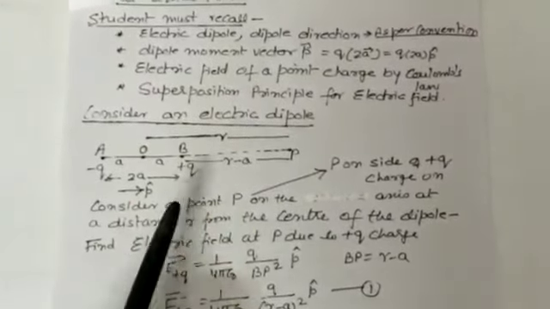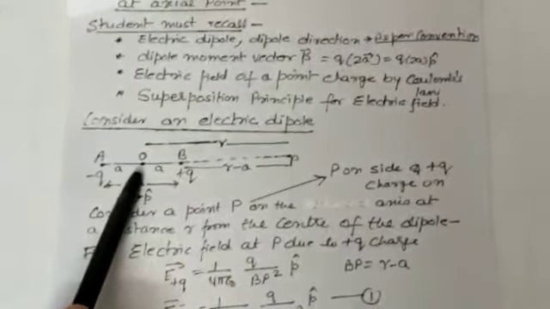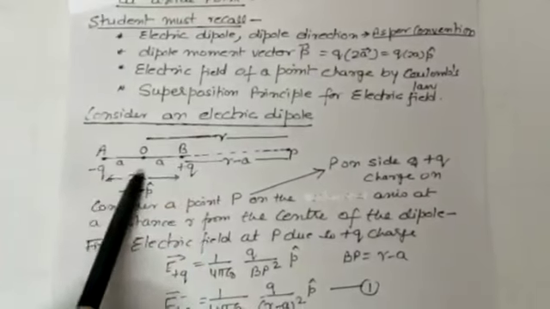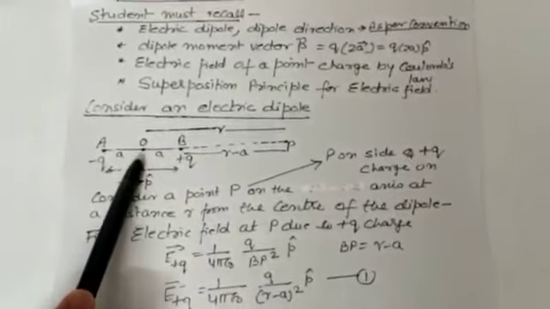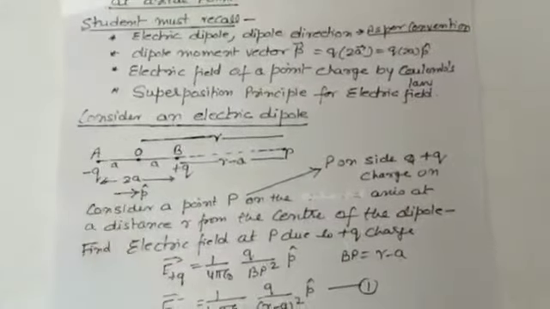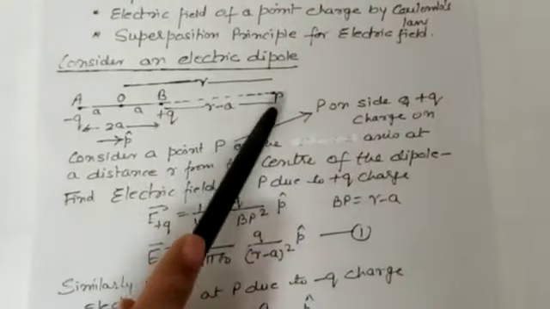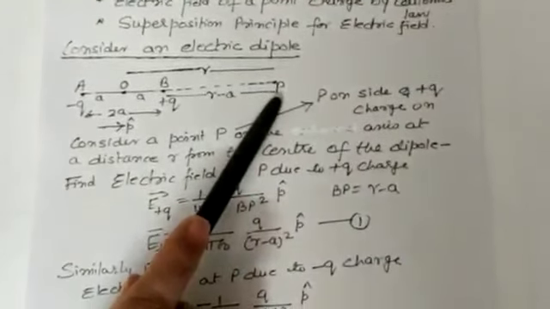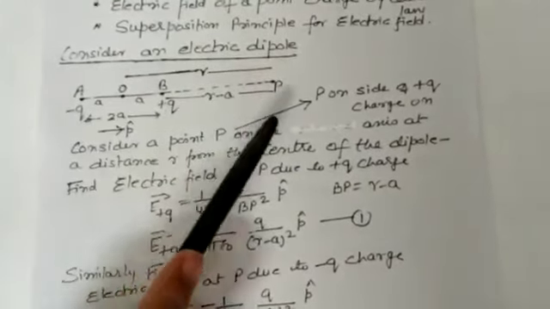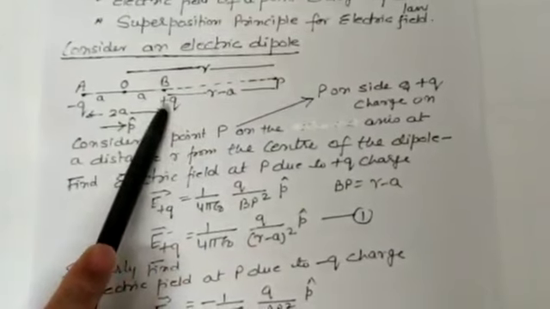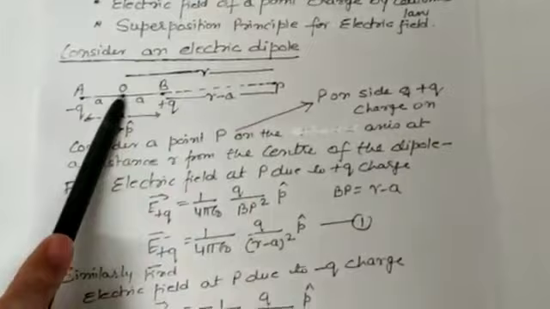Remember, all locations are taken with respect to the center of the dipole. Whenever you treat the dipole as a whole entity and take any point, take its position with respect to the center O. So let us consider a point P on the side of plus q charge, in the dipole direction, at a distance r from the center. So you have chosen point P, which is on the positive side of plus q charge, at a distance r from O.